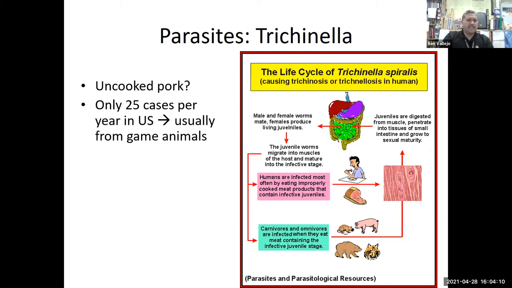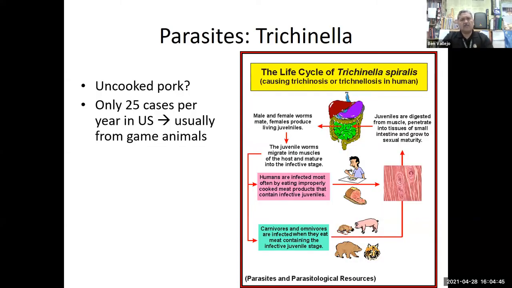Only 25 cases per year in the United States. Usually this is from game animals like deer or elk. They're found in other critters like raccoons and squirrels and things like that. But of all the cases in the United States, on any given year, there are less than 100 cases. That doesn't seem like very much, unless you're the one who has it, right?